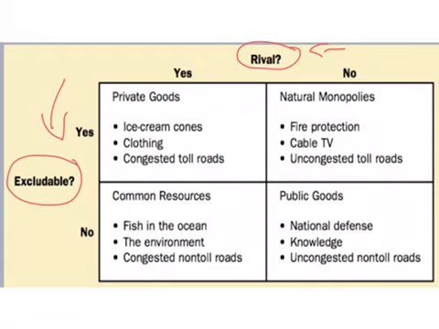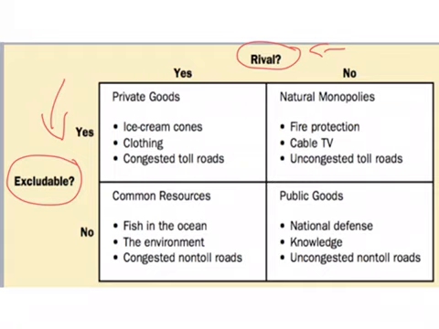Your taxes pay for fire protection. Your taxes pay for police. You have a bill that you pay. You have a monthly bill for your cable television. You have to pay for your toll road or your toll tag on the toll road. So for those reasons, naturally monopolistic products are considered excludable, but because my consumption of the product does not prevent your consumption of the product, they are non-rivalrous. For example, if I'm watching cable television, that does not prevent you from watching cable television.